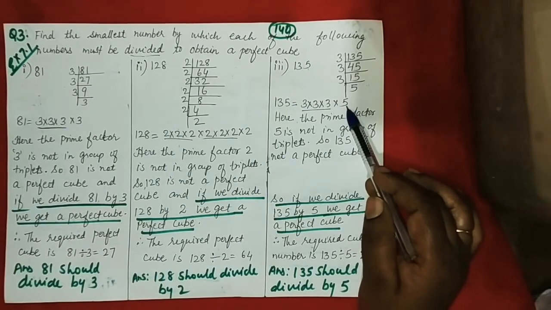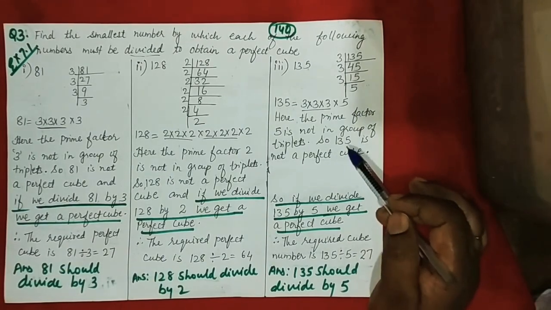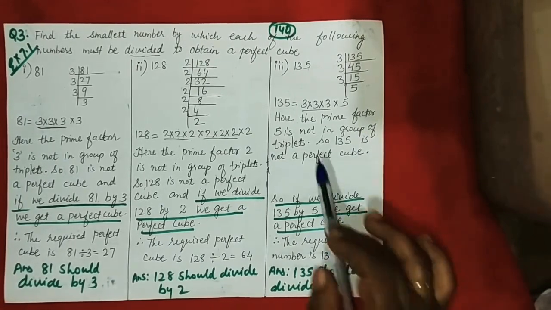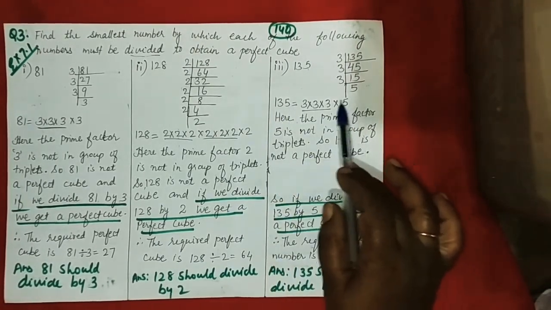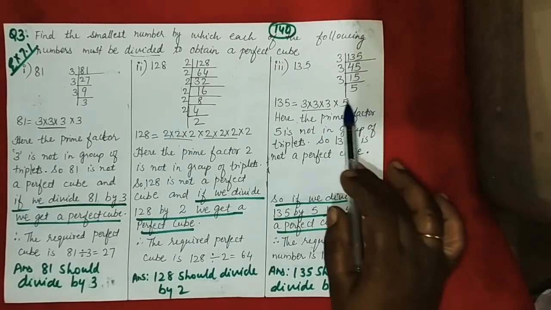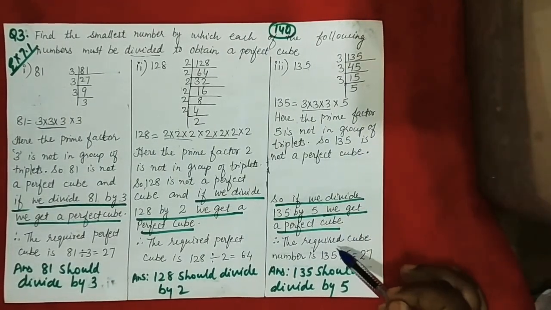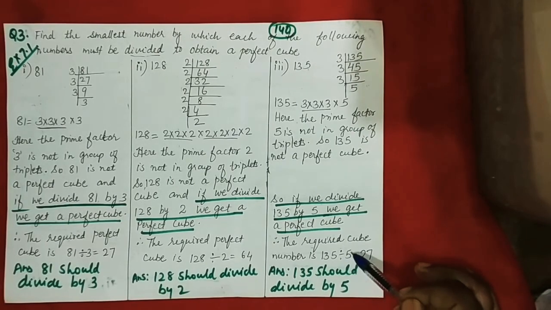So 135 should be divided by 5 to get a perfect cube. That means we want to remove this 5. So the required perfect cube will be what? 135 by 5, which is 27.